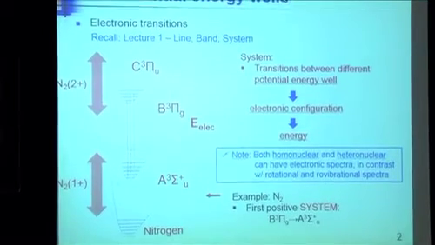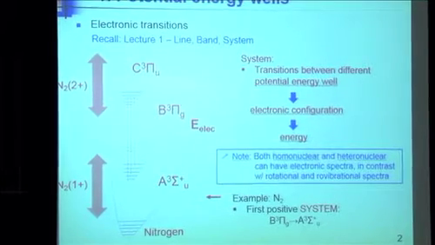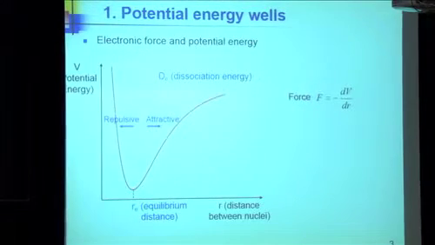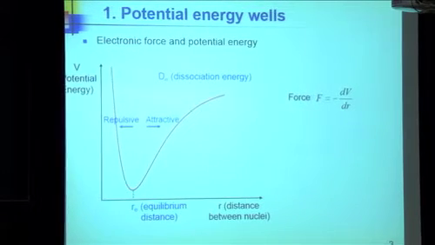So when you get into the electronic transitions, all of a sudden life gets a lot more complicated than the rovibrational. So we're going to talk a little bit about these wells. We've already talked about the potential energy well for a diatomic. RE is the minimum distance between the nuclei.